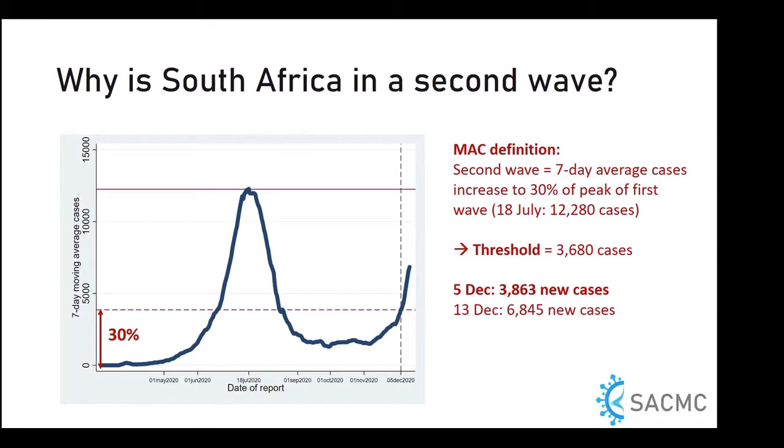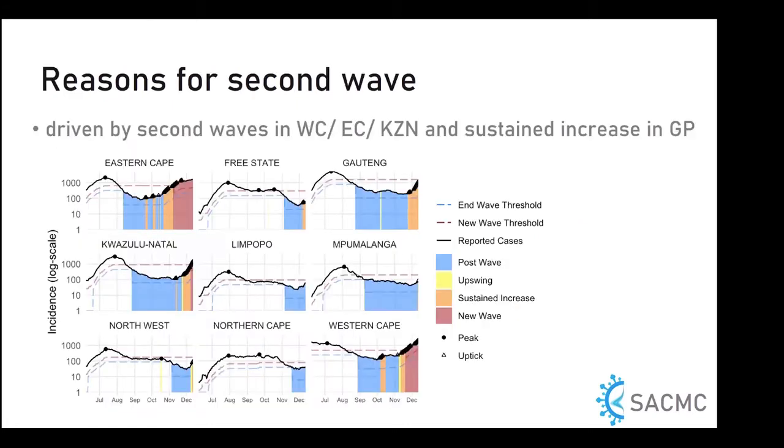Now, the 30% is a definition that is not ours necessarily, but was based on analysis to which we contributed. And my colleague, Professor Pulliam, will take you through that analysis in a minute. So that was exactly when that threshold was breached. And as you can see, the cases have, as they do, since increased quite a lot. So the latest case data that we have from the 13th of December, there the 7-day average was 6,845 new cases.